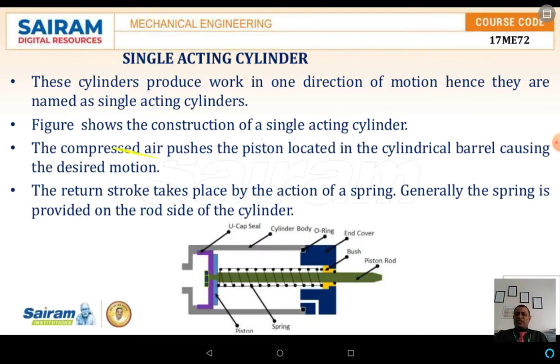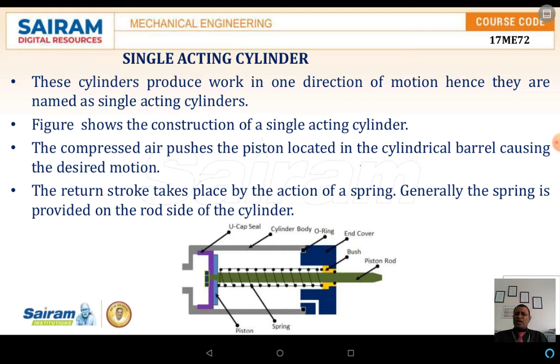Now the next classification is the single acting cylinders. The single acting cylinders produce the work in only one direction of motion, hence they are named single acting cylinders. The single acting cylinders are of two types, either the return stroke is moved by means of gravity, or by means of a spring. Now here the schematic diagram shows the spring loaded single acting cylinder. The compressed air pushes the piston located in the cylinder barrel, causing the desired motion. The return stroke takes place by the action of the spring.